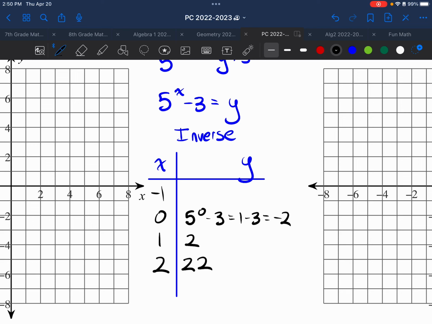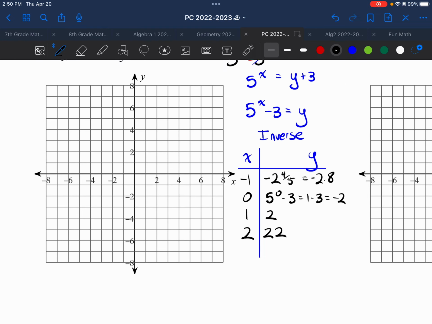And what if I do a -1? So if I plug in a -1, 5 to the power of -1 is going to flip it, and it's going to be 1/5. 1/5 minus 3 is gross. Fractions are better. 1/5 minus 3 is -2 4/5, which is exactly equal to -2.8 if I'm trying to graph this thing.